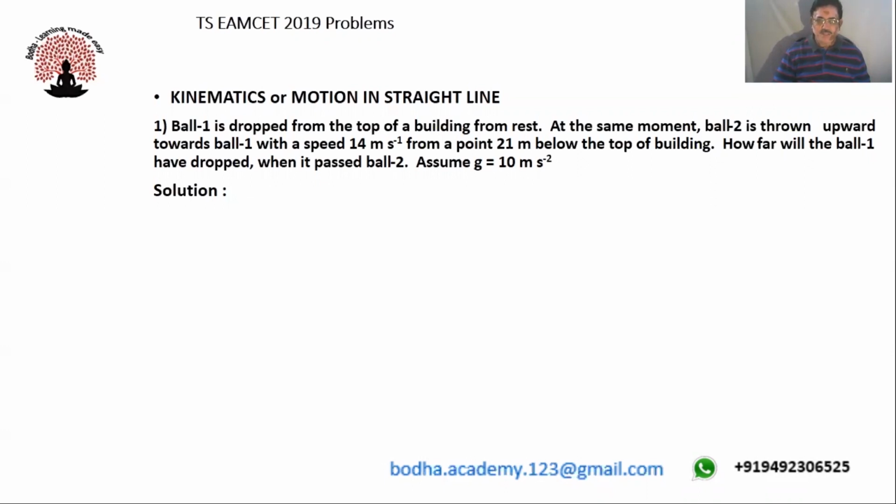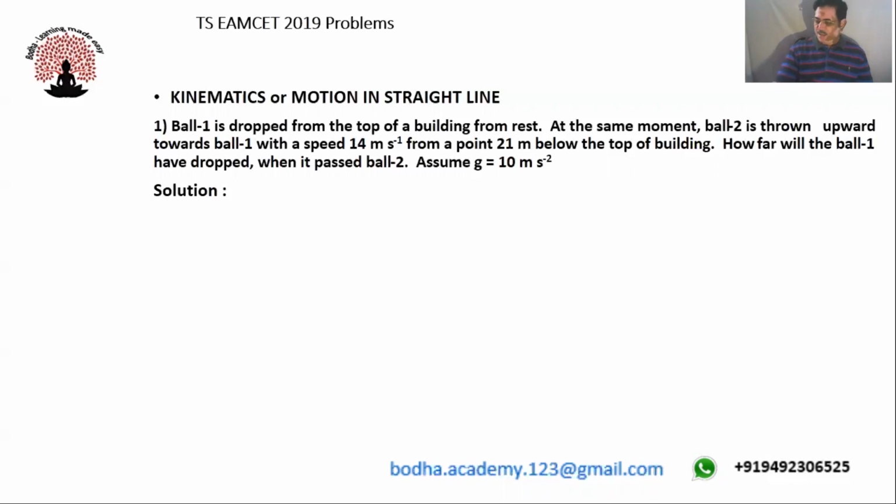In today's video class, I am going to discuss problems which were asked in TS EAMCET 2019. First, we'll start with a problem related to kinematics. In this problem, a ball is dropped from the top of a building, and at the same time, a second ball is projected upwards with a speed of 14 meters per second. The initial separation between the two balls is 21 meters. We are supposed to find, when both balls meet, what is the distance traveled by the first ball.